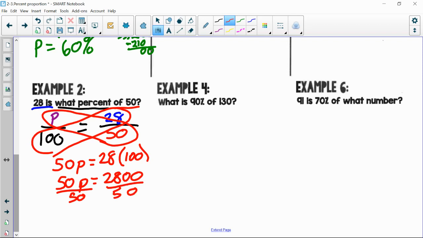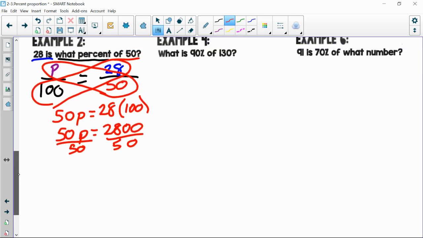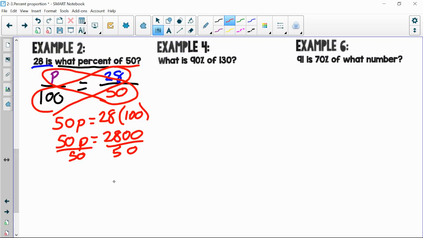Okay, 2800. Extend a little bit more for my division. Now, if you're running out of room to be doing your division, that makes sense. So just try the best you can to fit it in, or at least be paying attention so that you understand how to do this.